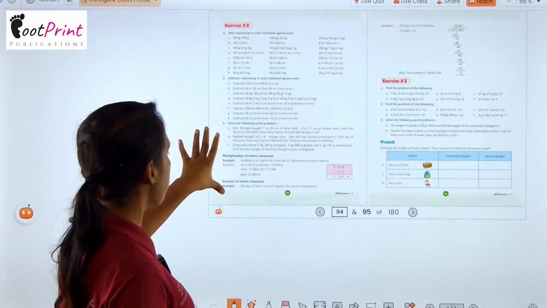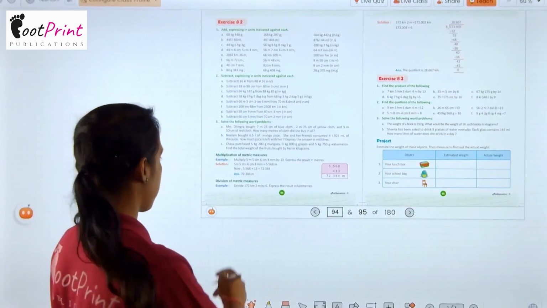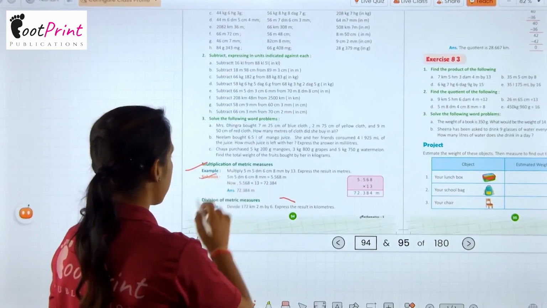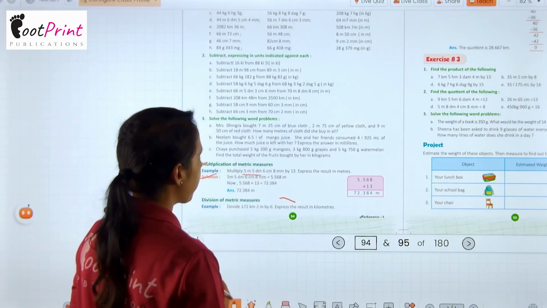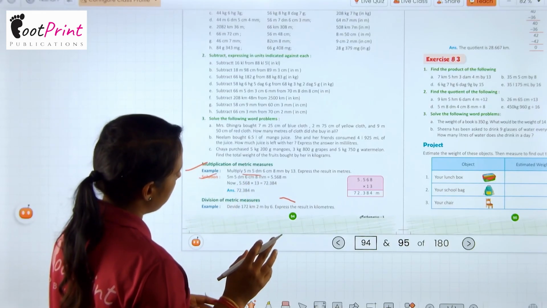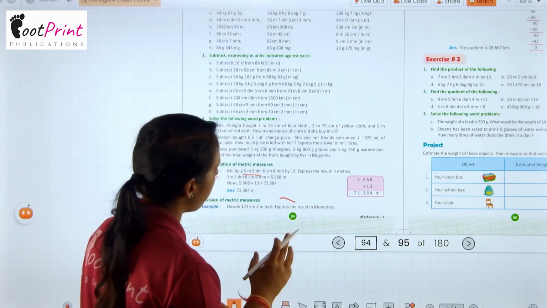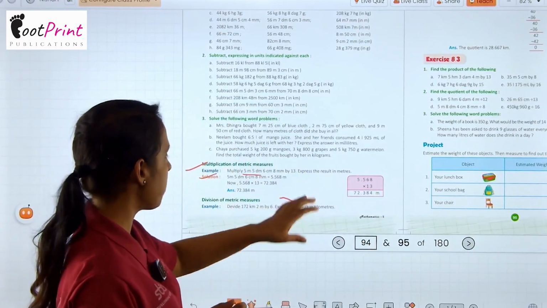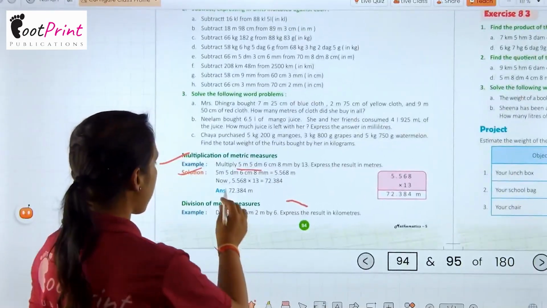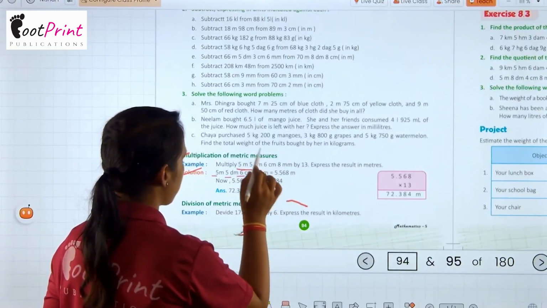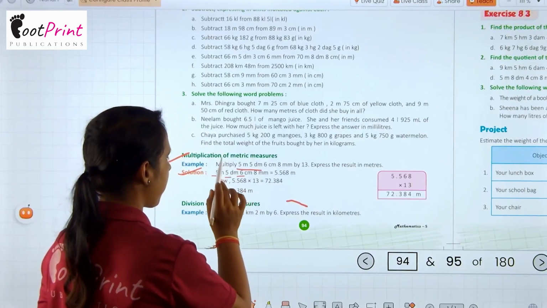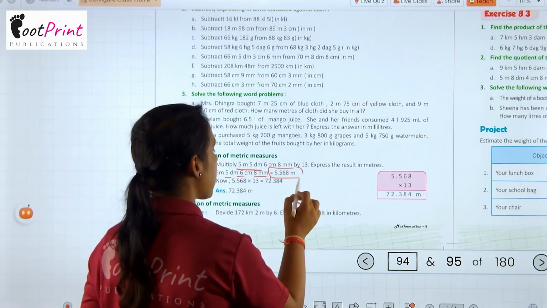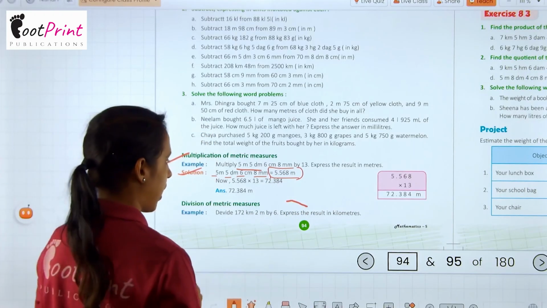Now we will learn multiplication of metric measures and how do we multiply metric measures. So let's see here. Example, multiply 5 meter 5 decimeter 6 centimeter 8 millimeter by 13. Express the result in meters. Now we have to write in meters. So here we know that 5 meter, 5 decimeter, 6 centimeter and 8 millimeter equals to, we can write in decimal as 5.568 meter.